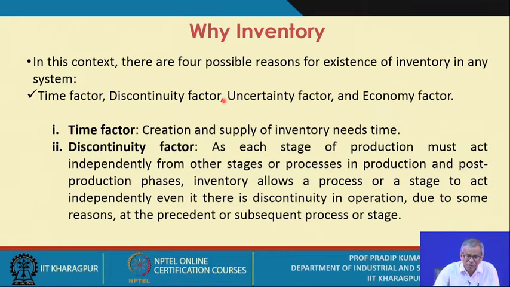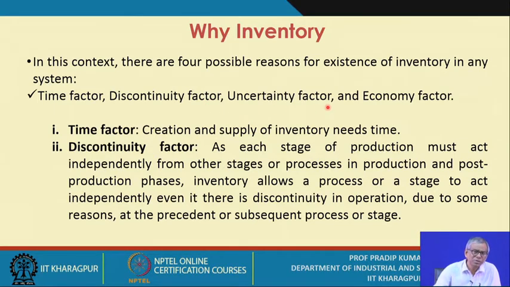The second one is the discontinuity factor. That means you keep inventory in sufficient quantity, in sufficient amount in advance. Right now you have a production system. Now there could be a discontinuity in the production system, there could be discontinuity in the supply. There are many factors making the systems uncertain. So there could be many discontinuity factors. So in order to take care of this, you keep some extra inventory. So this is the second reason.